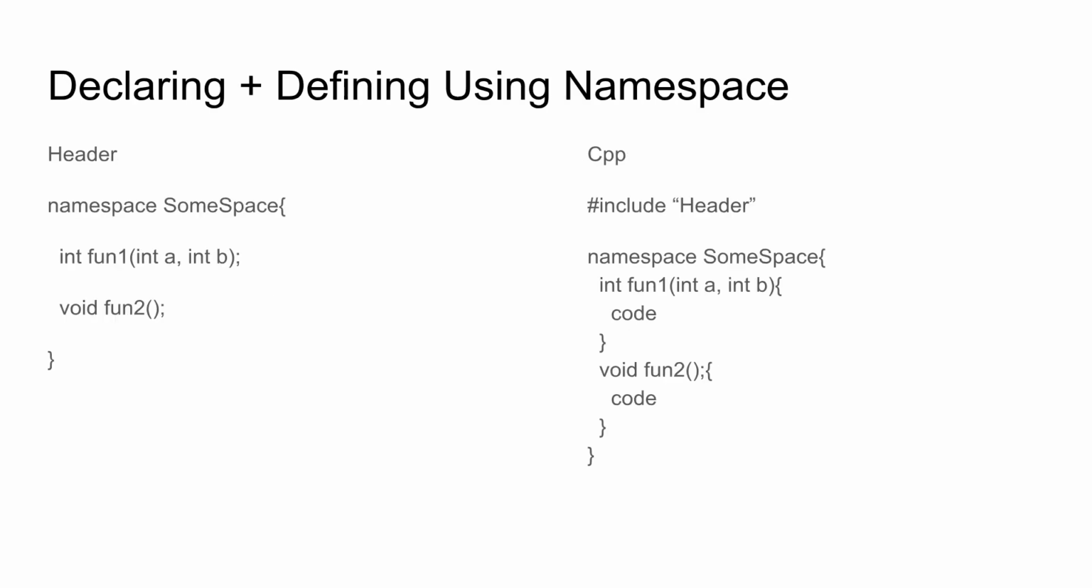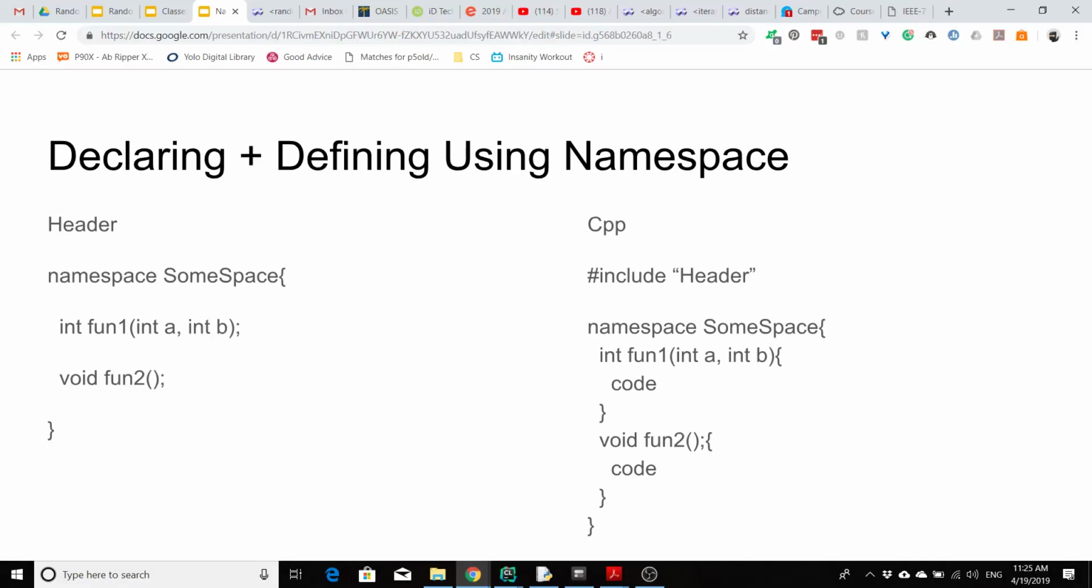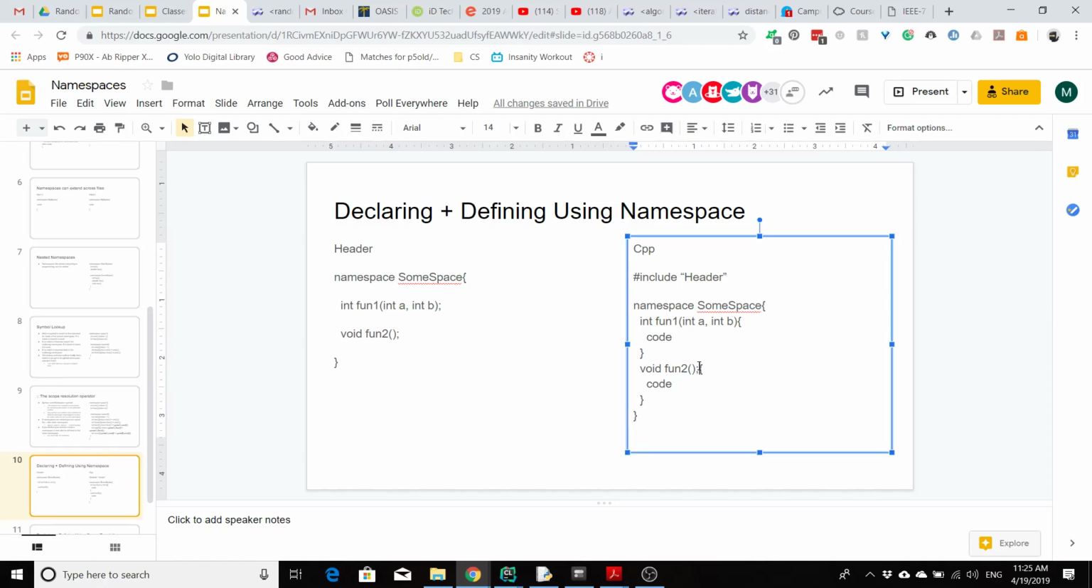So let's say you have your .h file and your .cpp file and you split it up. Over here we have a namespace called SomeSpace, and we declare our function 1 and function 2. If we were doing this inside of our CPP, we need our functions to also be inside that same namespace when we define them, so we would say namespace, some namespace, and then define our functions inside of there. Does that make sense?